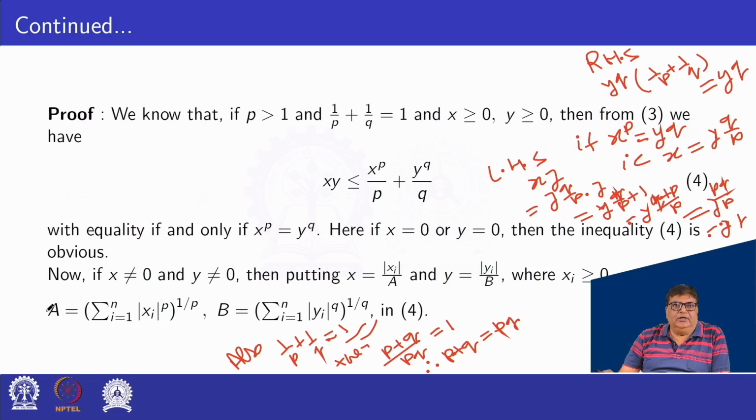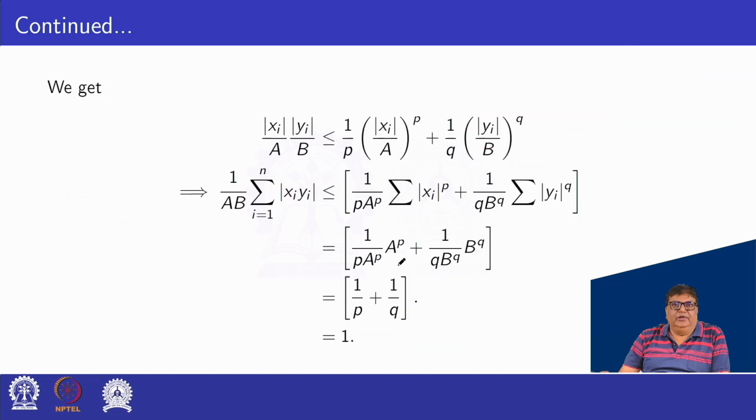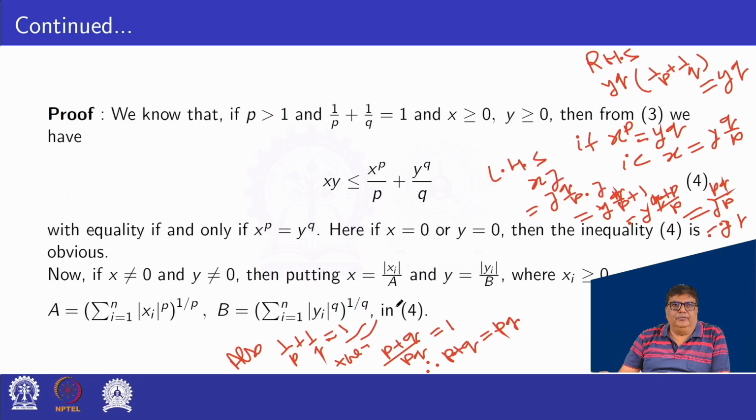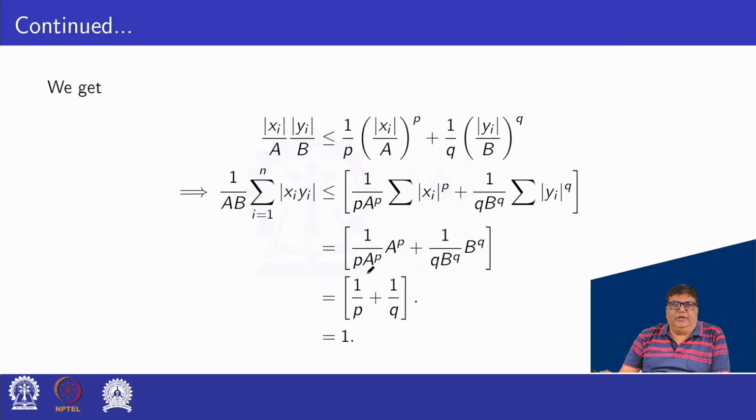that is, a to the power p is equal to summation mod xi power p. So value of this can be written as a to the power p. Similarly, 1 upon q, b to the power q, into value of this one is b to the power q from here. Okay. So a to the power p into a to the power p cancelled out. Here 1 upon b to the power q into b to the power q, here cancelled out. So we have 1 upon p plus 1 upon q. 1 upon p plus 1 upon q is equal to 1.